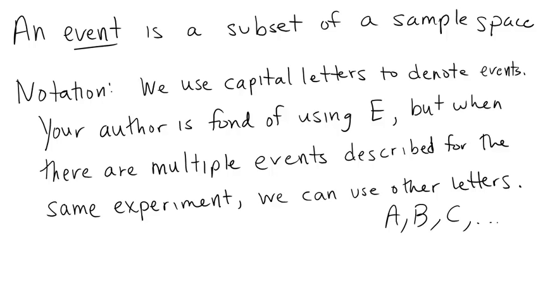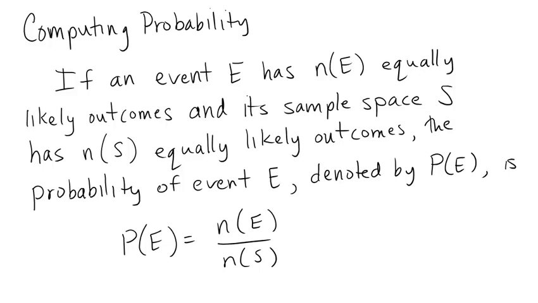You'll notice that in our definition for probability. Technically, this is what we call theoretical probability. I don't like to call it that because students get the wrong perception from that name. So we're just going to call it probability. If an event E has n of E equally likely outcomes, so E has n of E elements in it, and its sample space has n of S equally likely outcomes, n of S would be the number of elements in S, then the probability of an event E, denoted by P of E, is P of E equals n of E divided by n of S. This, again, seems complicated, but the concept is actually pretty straightforward.